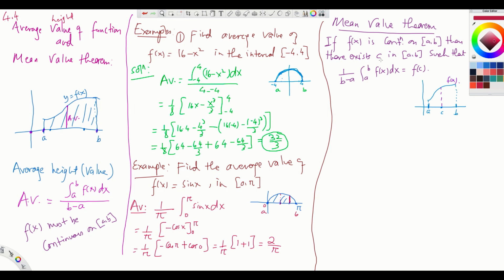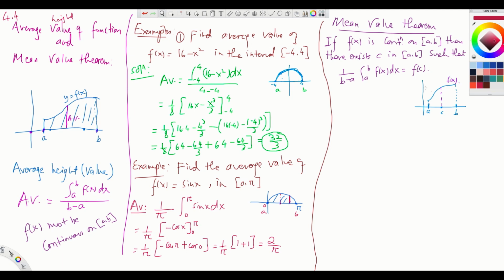So the next thing we want to do is mean value theorem. What does it say? It says that if f(x) is continuous on the interval [a, b], then there exists a point c somewhere where the average height of the function is equal to the height of the function at c. So if the function f(x) is continuous in an interval [a, b], then you should be able to find the point c where the height of the function at c is equal to the average height of the function. And that is true, right?